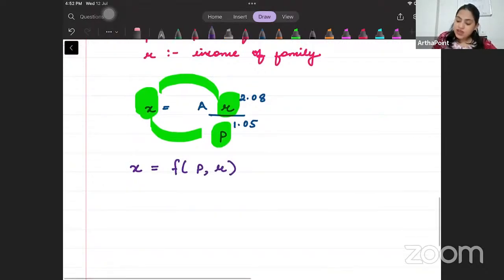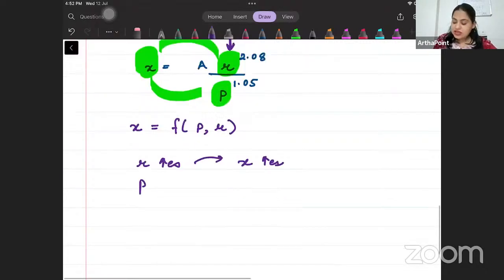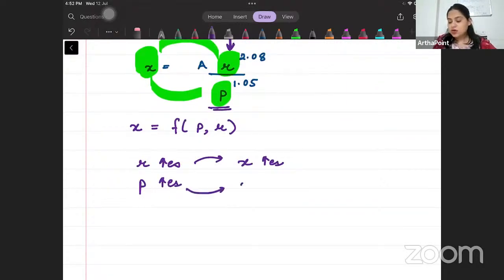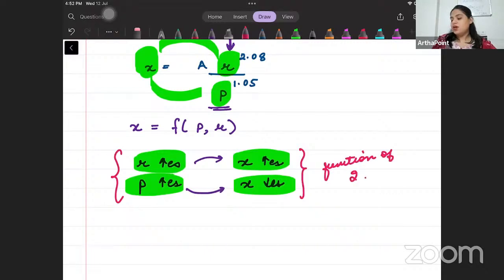If you see, the income is coming in the numerator. So when income increases, the demand of good x should increase. And when price increases, it's coming in the denominator, na? The demand of x should decrease. So when income increases, x increases. When price increases, x decreases. This beta, this is therefore function of two variables. Demand of x is a function of two variables, price and income. Clear ho gaya ye baat?